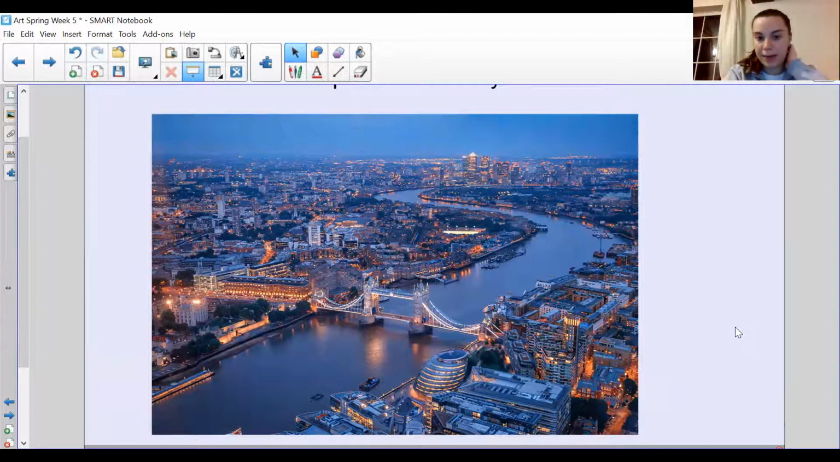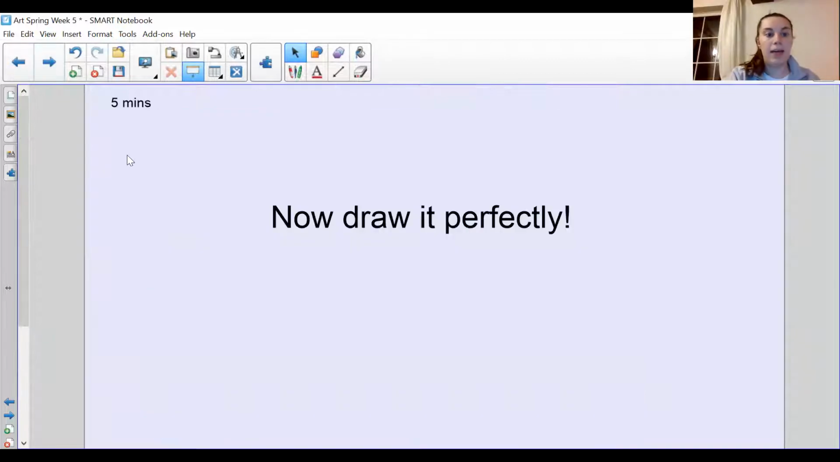I'm having a look at the bridge. I'm going to remember that. I'm going to remember the curve in the river, the scaffolds. I'm going to remember the helmet building. I've got 2 boats. Okay, and take it off the screen.